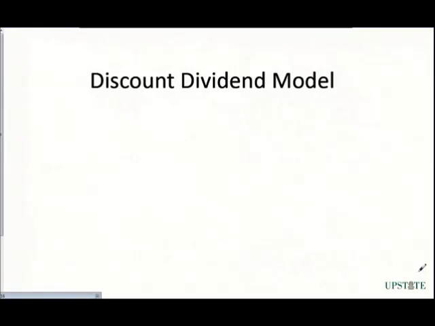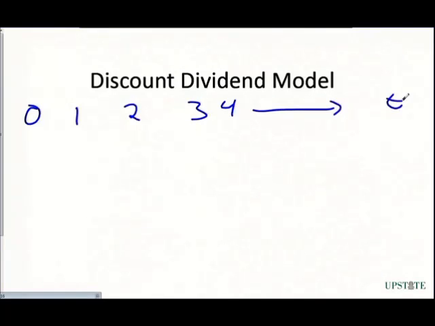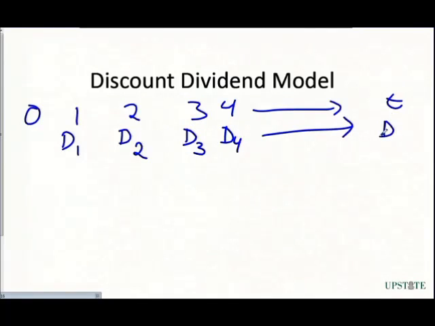First model we're going to be looking at here is what we refer to as the discount dividend model. The way that this works is that we put this into a time frame. Over a period of time, I'm going to be receiving a dividend: a dividend in year 1, year 2, year 3, year 4, and I'm receiving dividends out until year T.